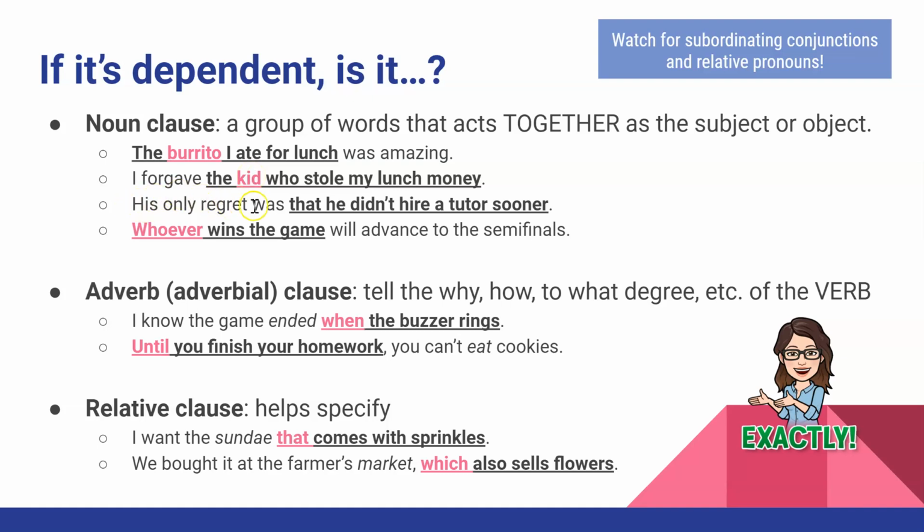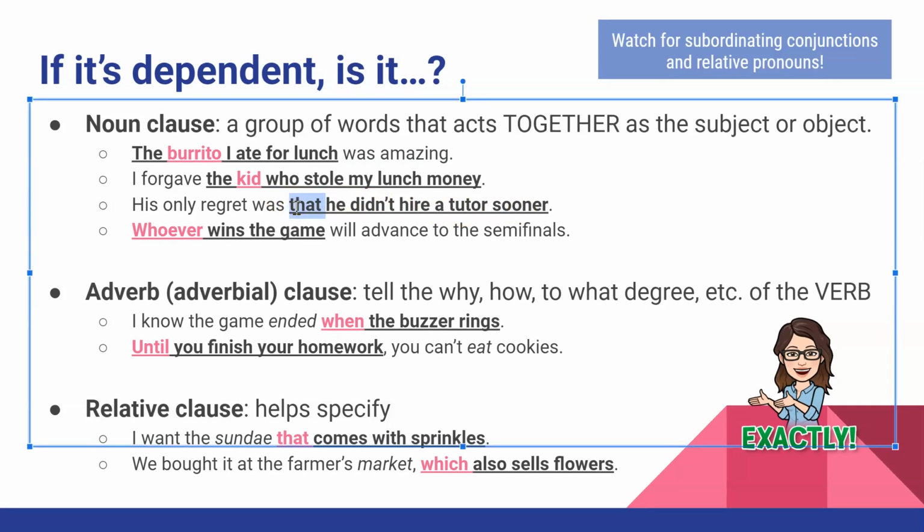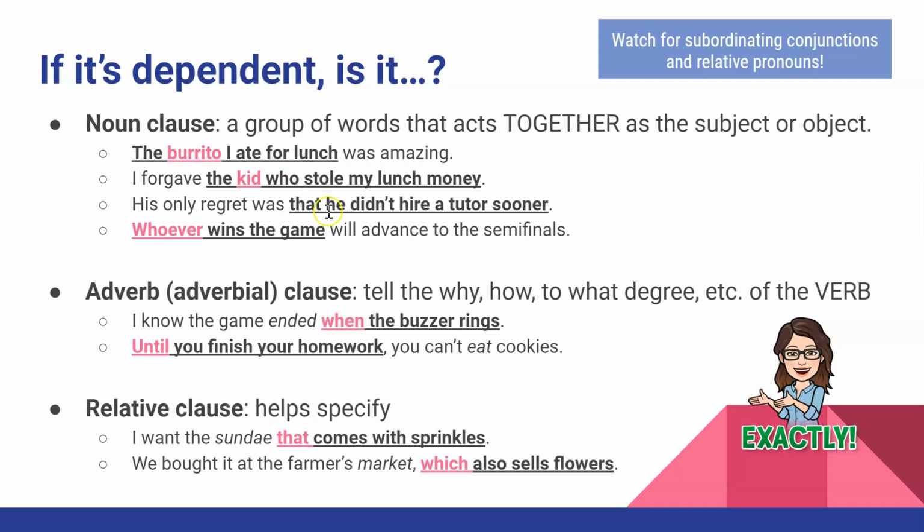His only regret was, boom, that he didn't hire a tutor sooner. Now, check it out. I told you about that relative pronoun, right? That and which. So that's a visual clue that we have a dependent clause going on. Okay, and these are the object of his regret.